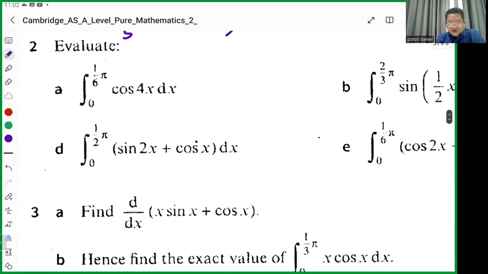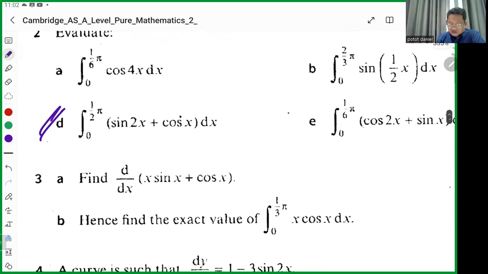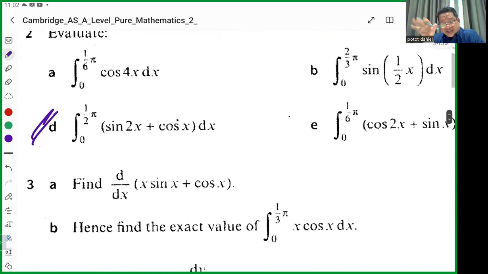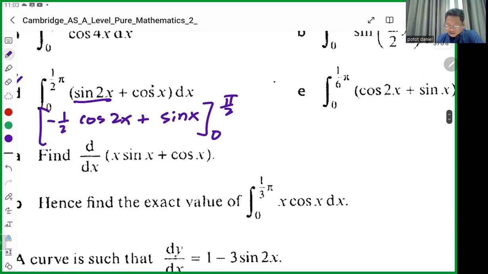Now I'll solve, for example, letter D. It is something easy. If you have a definite integral, it's also the same thing. So the integral of sine 2x is negative 1 over 2 cosine of 2x, plus the integral of cosine x is sine x. And then you need to plug in from 0 to pi over 2, or 1/2 pi. And then now you can simplify.